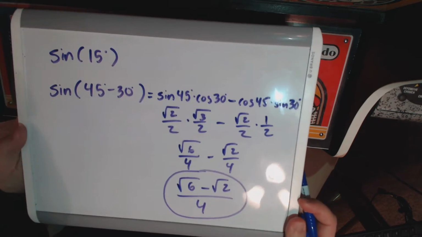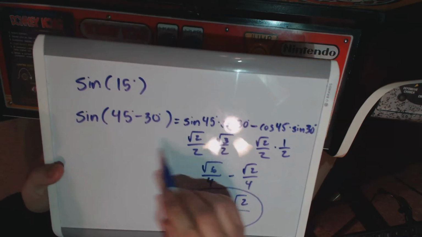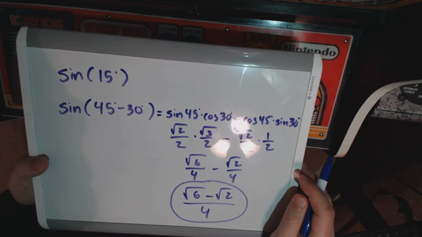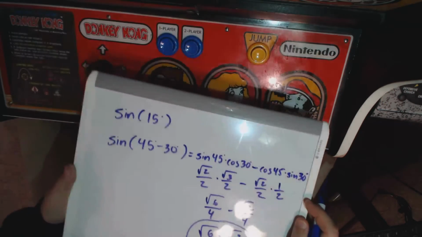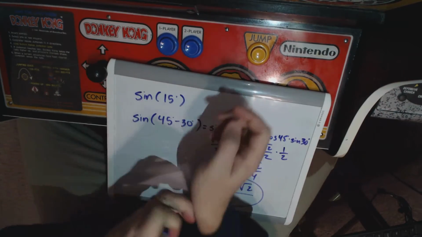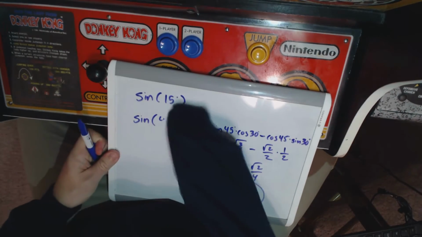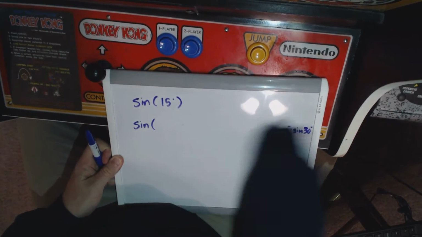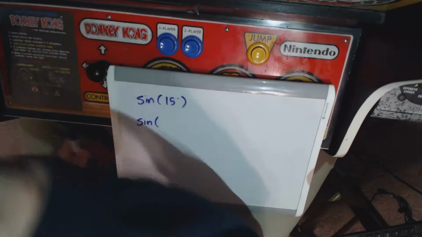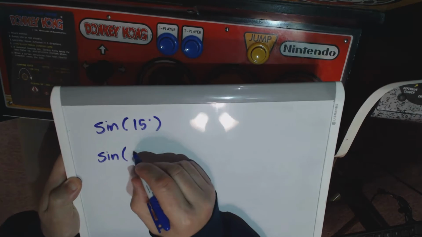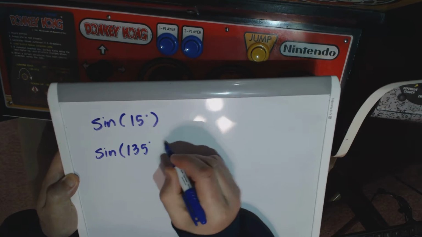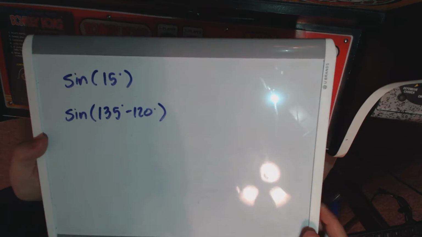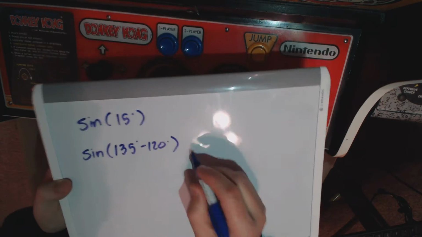So you might say, well, Mr. Winsler, 15 degrees, you said 45 minus 30 is 15 degrees, right? Well, what if I said 135 minus 120 is 15? Could I do that? Well, as long as that's 15, you can do it, and watch.